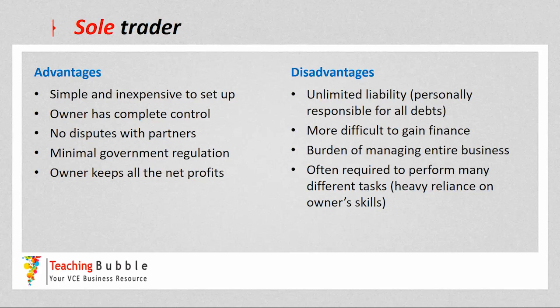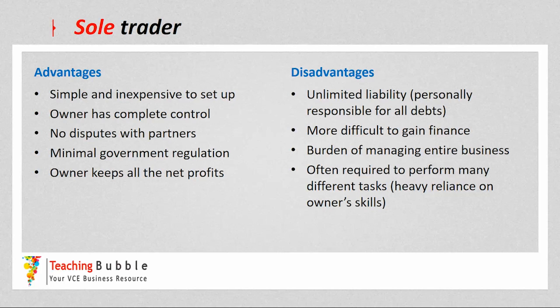So some of the advantages of being a sole trader is that it's quite simple and very inexpensive to set up. And because there's only one owner, they have complete control over the decisions and the direction of the business, and therefore there's no disputes between other partners or owners. Now, there's minimal government regulations for a sole trader when you set that up, and also the reporting requirements. And because there's only one owner, that owner gets to keep all the profits for themselves.